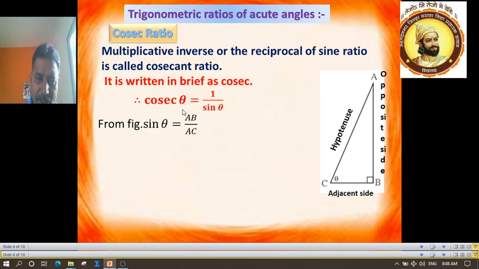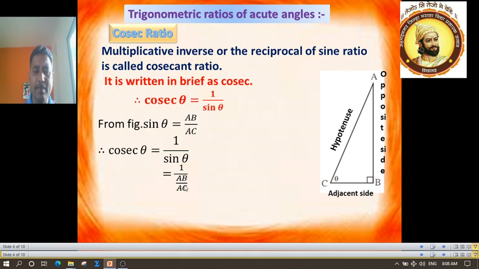So substituting this value of sine ratio in the above identity, cosec theta is equal to 1 upon sine theta. Substituting the value, 1 upon AB upon AC can be expressed as AC upon AB. So we get cosec theta is equal to AC upon AB. But what is AC? AC is the hypotenuse. What is AB? AB is the opposite side of angle theta.